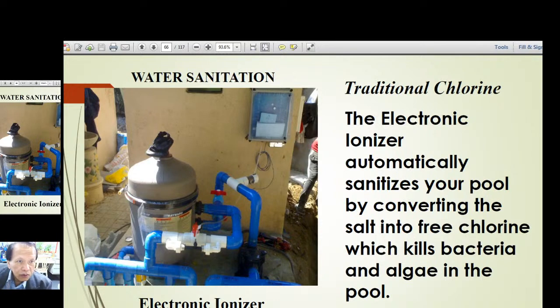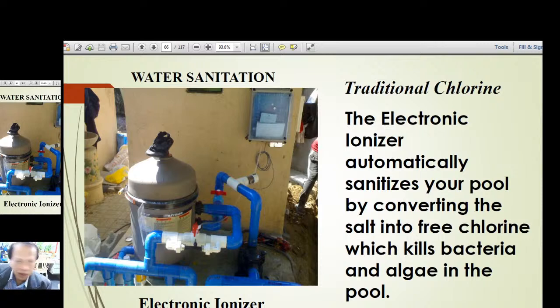And water sanitation. Here you see the filter tank and the pump below. The black one is the pump. Traditional chlorine is used for sanitation. The electronic ionizer automatically sanitizes your pool by converting the salt into free chlorine, which kills the bacteria and algae in the pool. So it is salt that is being added, which converts to free chlorine to disinfect the water in the pool.